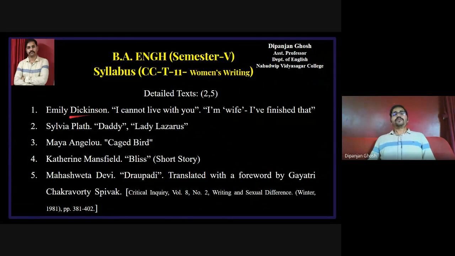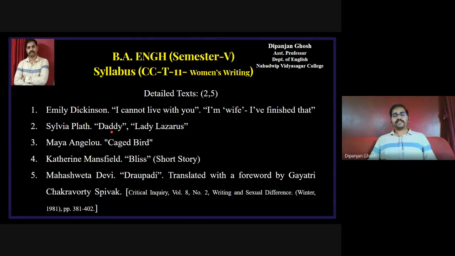So the first text, or rather the 2 texts in your syllabus, are as follows. The first one is I Cannot Live With You. This particular poem is written by Emily Dickinson, and there is another poem, I Am Wife. Okay, that particular concept, I have finished that, right? The second topic is Sylvia Plath's Daddy and Lady Lazarus.